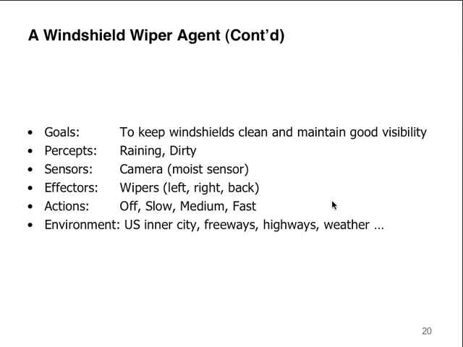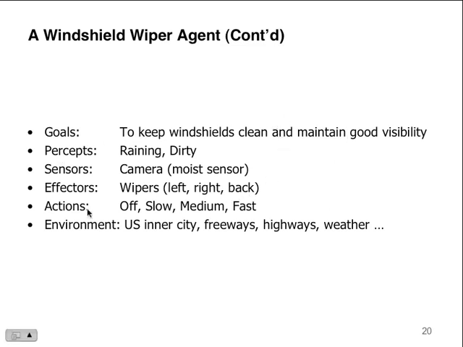So what do we have here? We have to define the goal. The goal is to keep the windshield clean and maintain good visibility. The percepts: what are we going to sense from our environment? Think of percepts as inputs. The inputs are going to be raining and dirty. If it's raining, if it's dirty, we're going to need to put the windshield wipers on. Because remember, you can put the windshield wipers on without it raining, and the little water splashes up and cleans the windows.